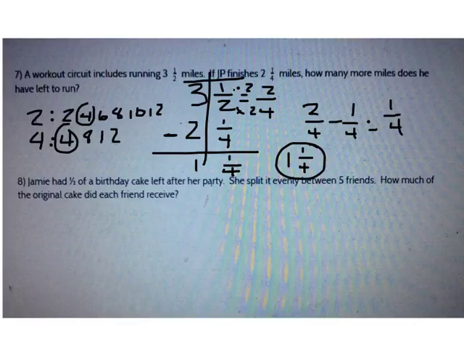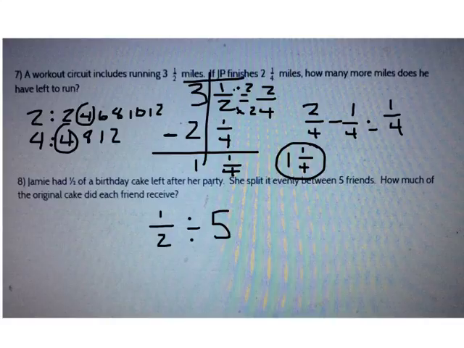Let's do another. Jamie had 1/2 of a birthday cake left after her party. She split it evenly between 5 friends. How much of the original cake did each friend receive? What operation should I use to solve this problem? Here I'm using division because 1/2 of a birthday cake is being split between 5 friends. I'm dividing 1/2 divided by 5.